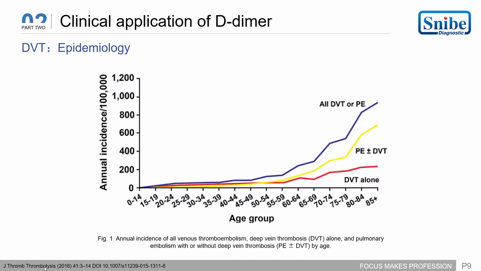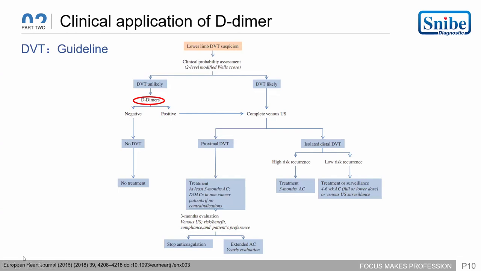If you go further on the basis of guidelines, for a lower limb DVT, there are clinical symptoms found in the patient. The clinical probability assessment is the level 2 modified Wells score. If the DVT is unlikely, you have to go for the D-dimers. If the D-dimer is negative, no DVT, no treatment for the DVT. But if it's positive, and the DVT is clinically likely on the basis of symptoms, or the D-dimer is positive even in case of an unlikely DVT, a complete venous ultrasound is recommended.